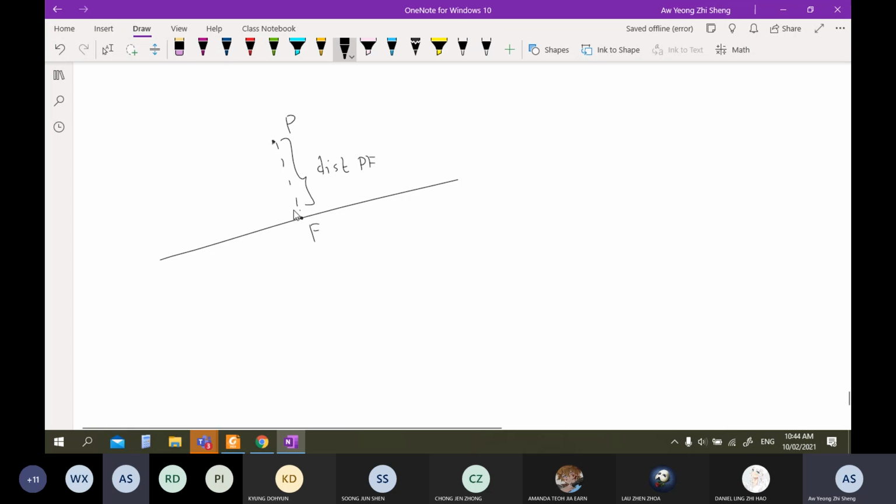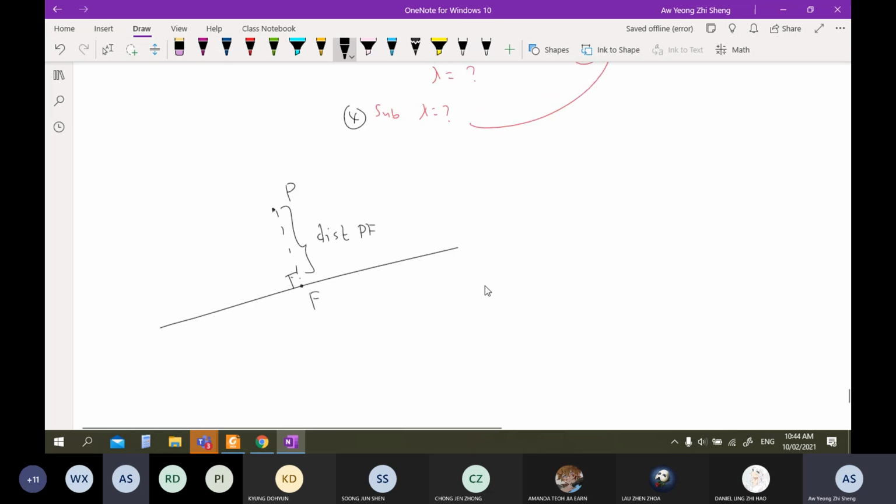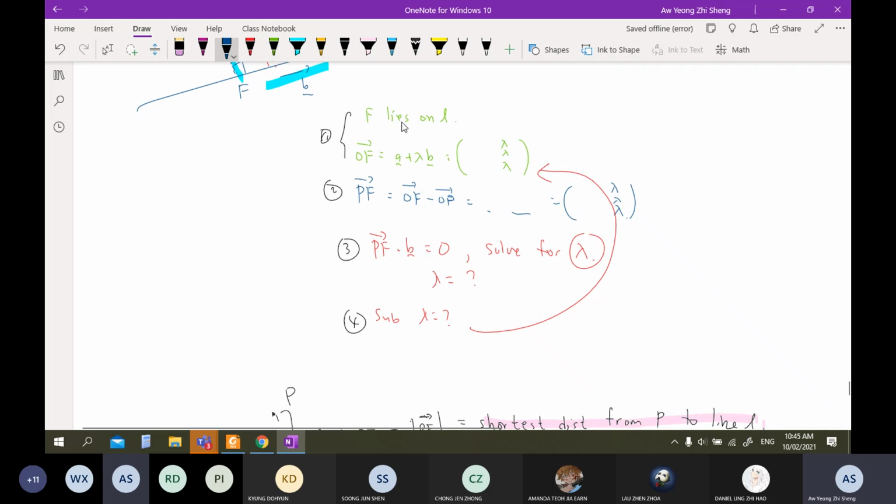So after you have the foot of perpendicular F, you can find the distance PF, and this will be, of course, the length of vector PF. This is also the shortest distance from P to line L. That means if the question asks for the shortest distance from a point to a line, you will first need to find the foot of perpendicular F, and then the same 4 steps will be applied again.